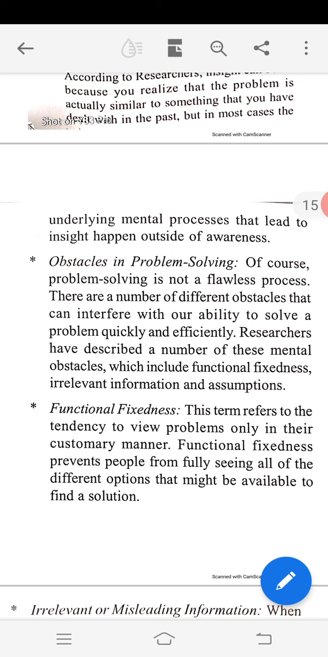In functional fixedness, the individual finds that problems come in a customary manner. Functional fixedness prevents people from seeing all the different solution options available in finding solutions. It reports that there are many types of problem-solving solutions, but they are obstructed by the people trying to solve the problem.